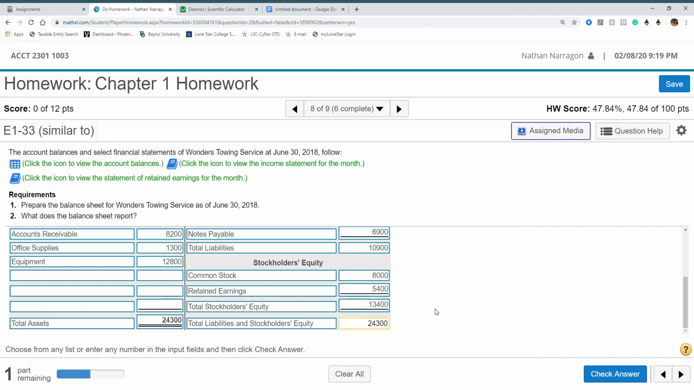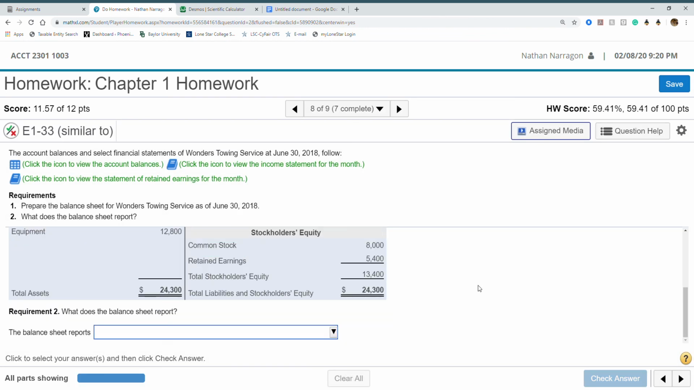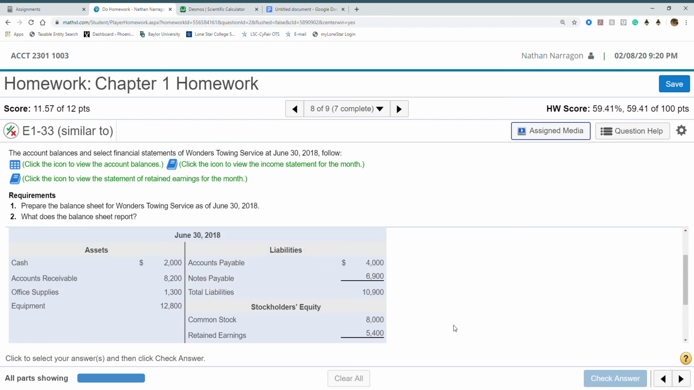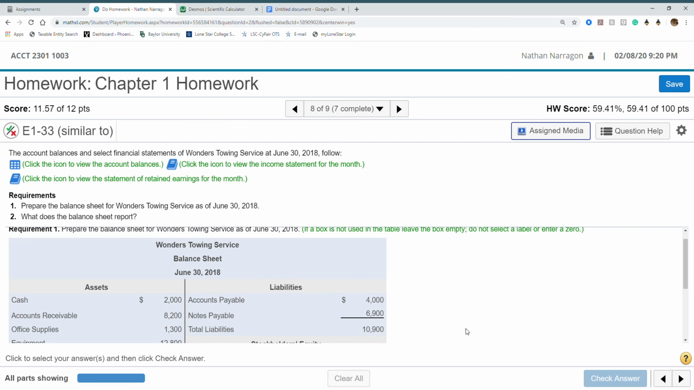Okay. So again, you add your total liabilities and your stockholders' equity, and you come out to your answer. If they're correct, you're good. So we hit check. And again, everything's okay. Now it's time to fill out what the balance sheet report does. Okay. So again, select the arrow and pick the best response. Basically look at what accounts are being used. But that's really it. That's the balance sheet.